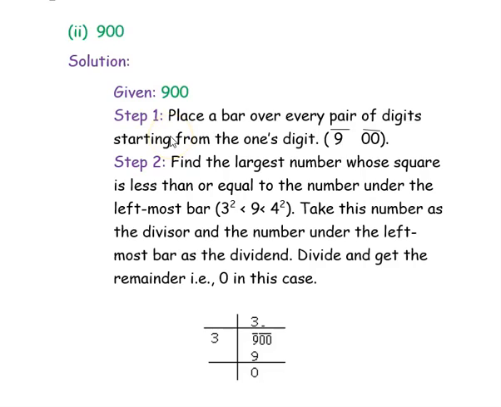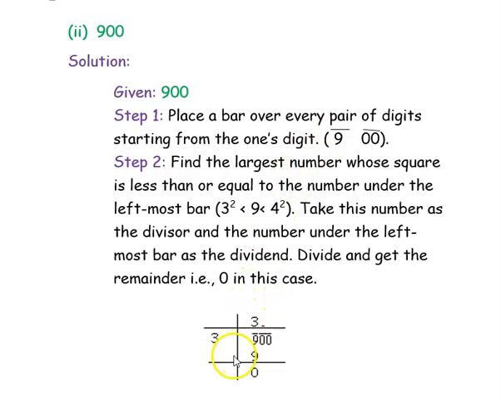As we know, the first step is to place a bar over the pairs of digits starting from the ones digit. So in 900, the ones digit is 0 and the next digit is also 0. So I have paired 0, 0 and I have placed a bar. And the 9 is left over. We have to place a bar even for a single digit number. So I have placed a bar for 9 also.